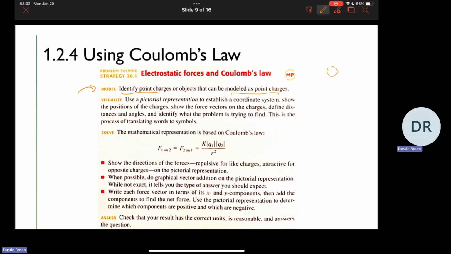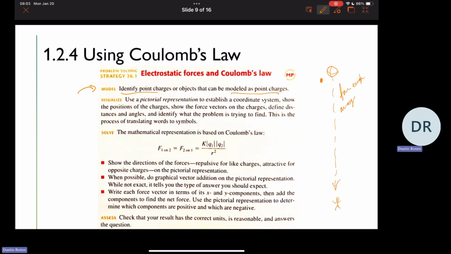Maybe you have a charged sphere, but you're so far away it sort of looks like a point particle to you. So maybe you're far enough away to actually model this as a point particle. You could say, well, this thing's so far away and so tiny, we're just going to call it a point particle. That's the idea here.